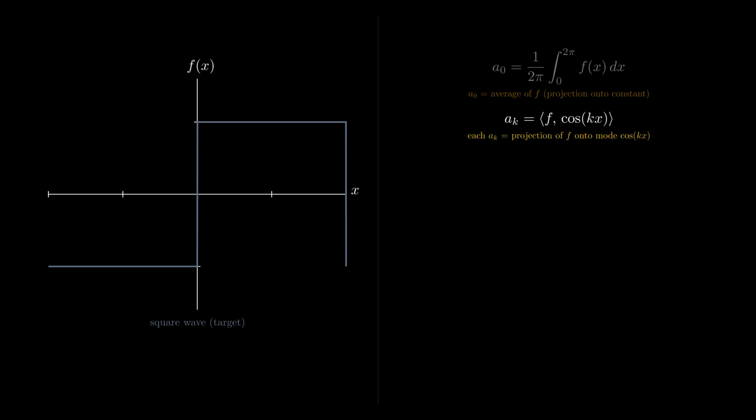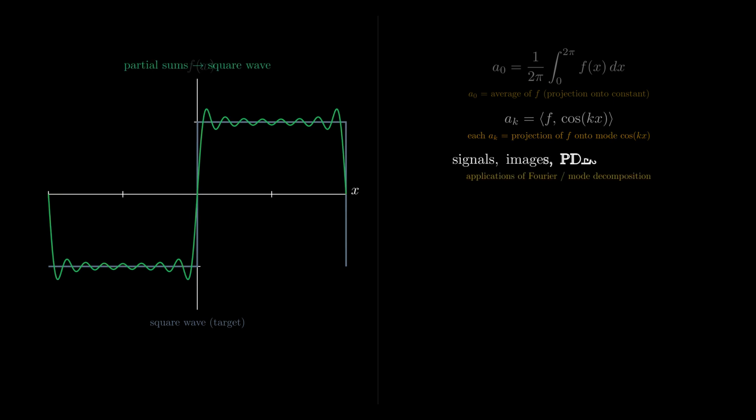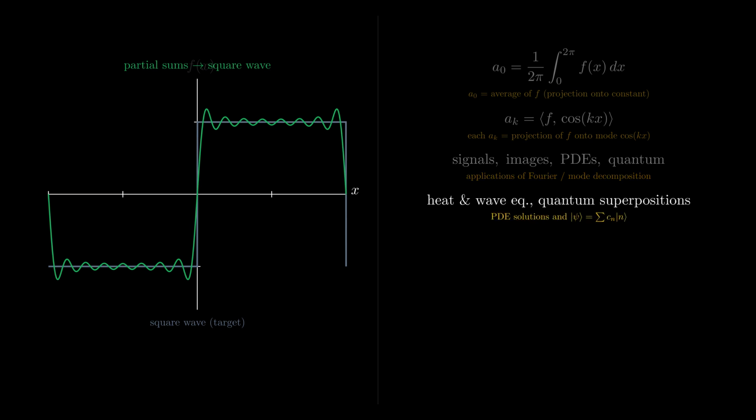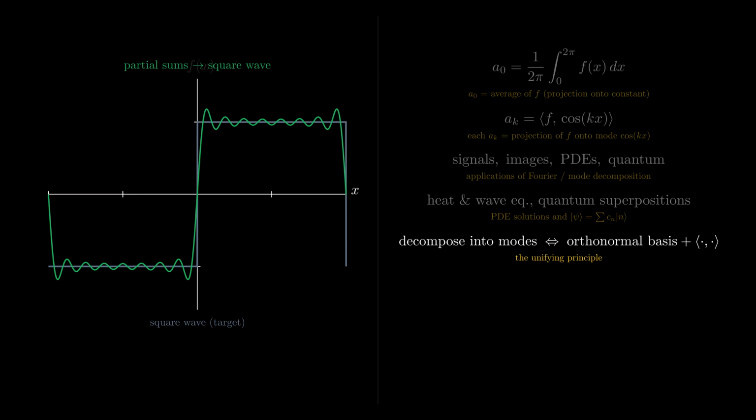One more piece. The constant term, a naught, is simply the average value of f over a period, the projection of f onto the constant function. And each Fourier coefficient is just the projection of f onto a single mode. Add enough modes together and a square wave emerges from smooth sinusoids. This is the engine behind signal processing, image compression, the solutions to the heat and wave equations, and the quantum states written as superpositions. Whenever you decompose something into modes, you're using an orthonormal basis and the inner product trick.